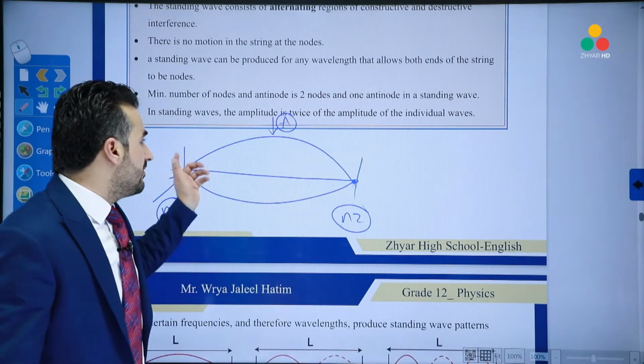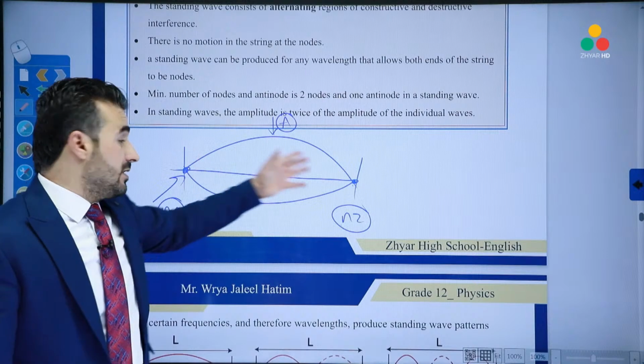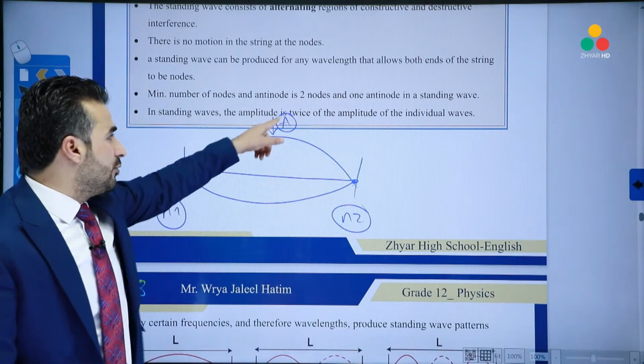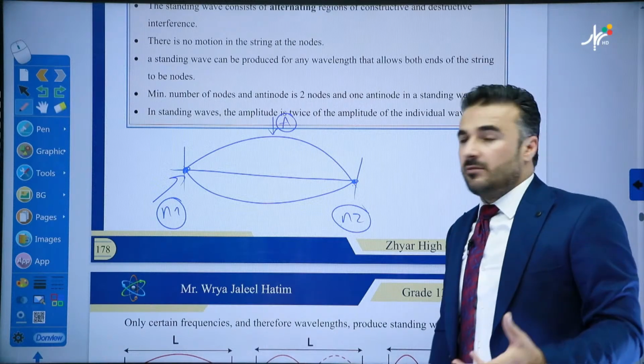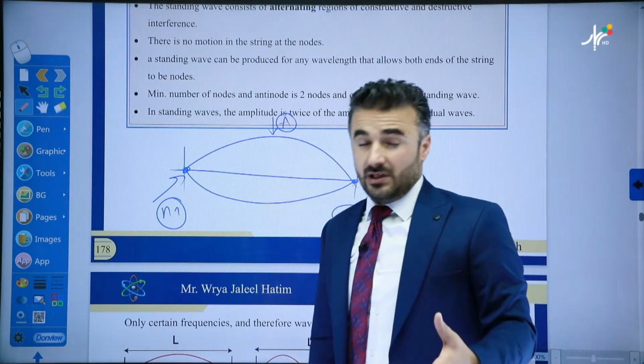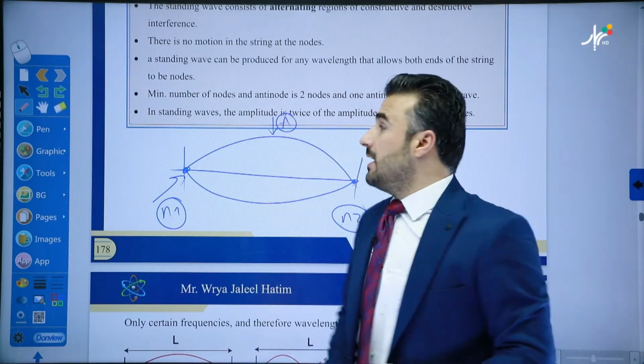That is at the end of the strings, yeah, you can say, or you can say at the ends of the string, and of course 1 antinode, okay? So in order to have a standing wave, the minimum nodes and antinodes that you would need to have is 2 nodes and 1 antinode.